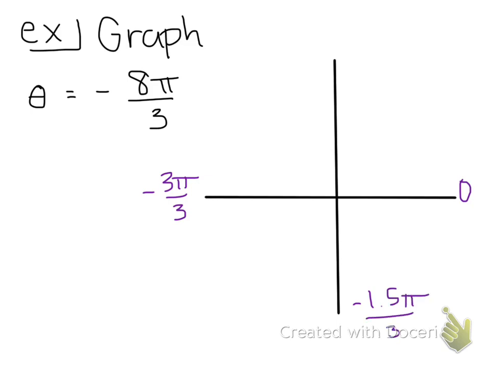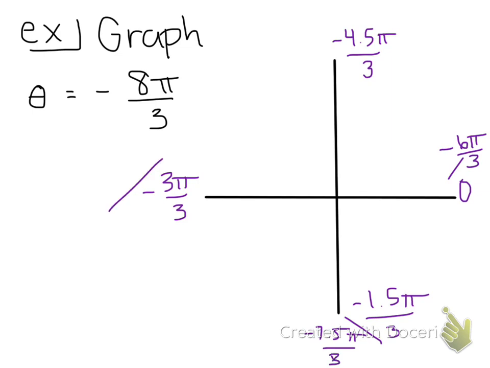So every quadrant is going to go in increments of negative 1.5. So that means up here we're at negative 4.5 over 3. And we're going to hit negative 6 pi over 3. Now notice I haven't hit the negative 8, so I need to keep going. So negative 7.5 falls down here. And that means the next one will be 9 pi over 3. So now I know where 8's going to fall.